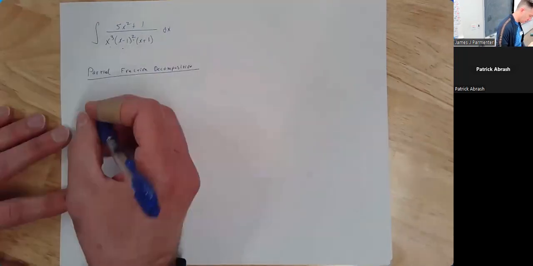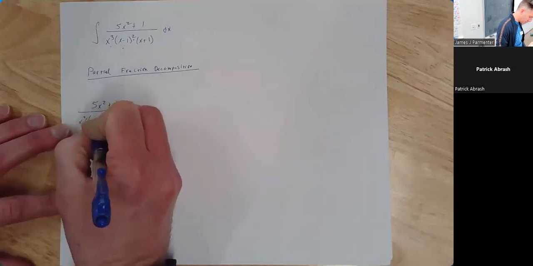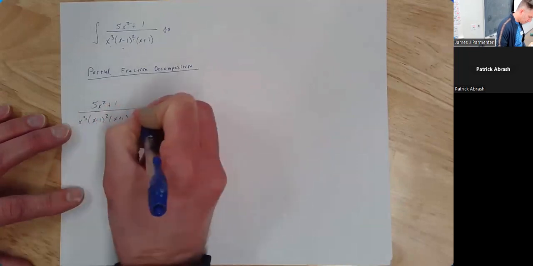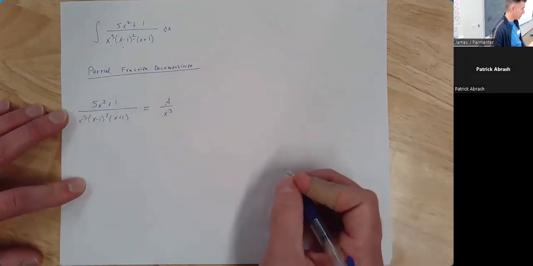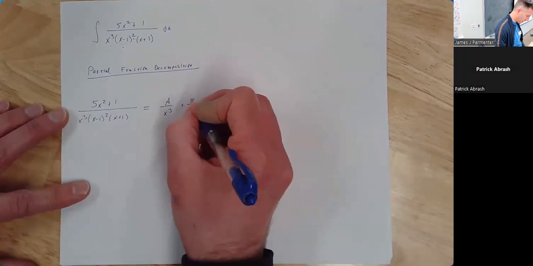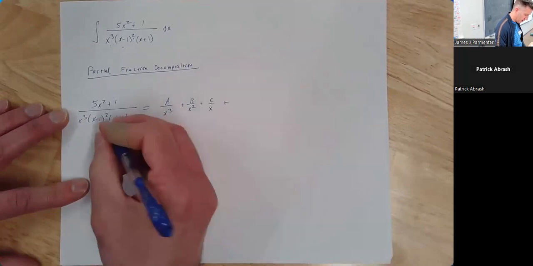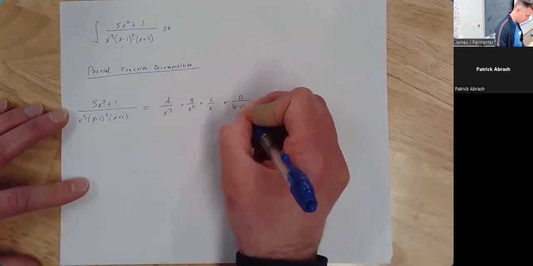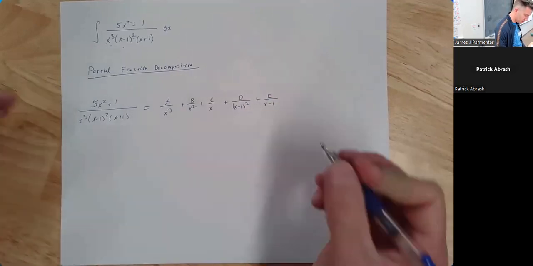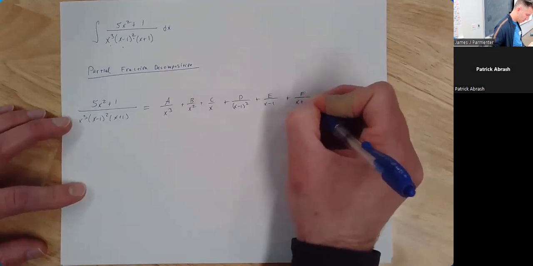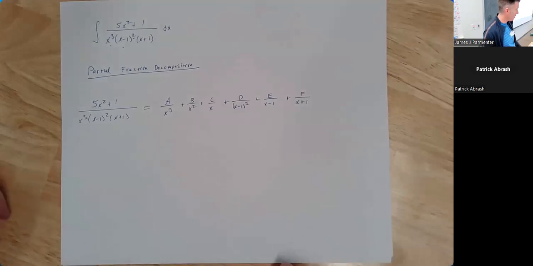We're not going to finish this one. You're going to say 5x squared plus 1 over x cubed times x minus 1 squared times x plus 1 is equal to, so I want an A over x cubed and then every lesser power. So I need a B over x squared, a C over x. And then for my x minus 1 squared, I want a D over x minus 1 squared, and then every lesser power. And then for the x plus 1, it's only raised to the first, so I only need one of those. But this would be the partial fraction decomposition for this problem. And it's kind of terrible.